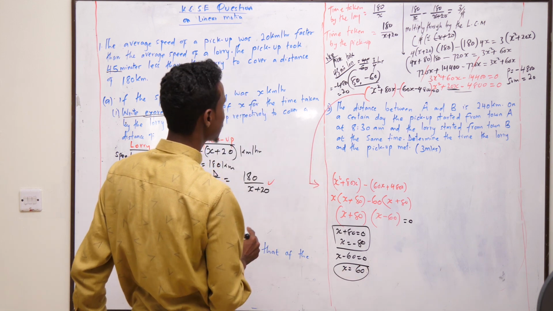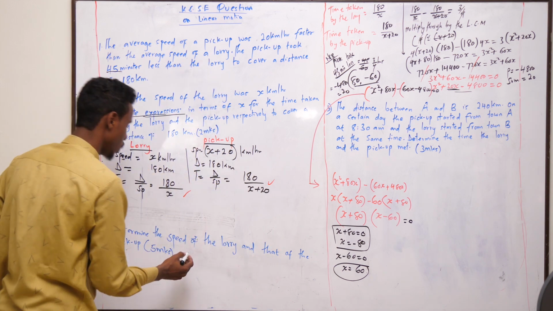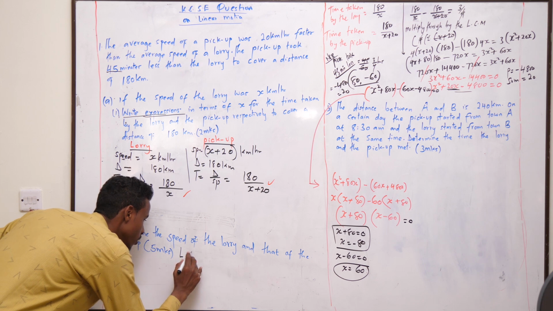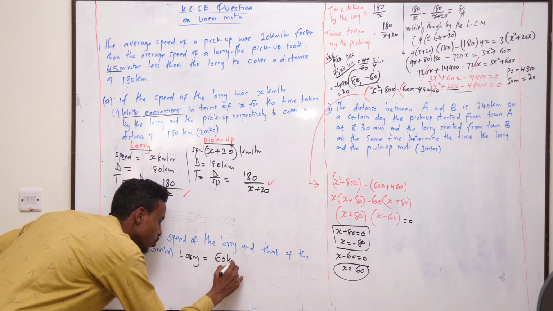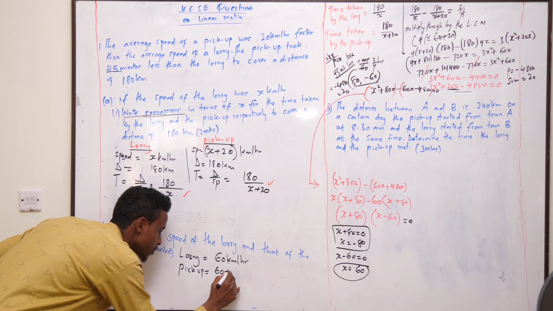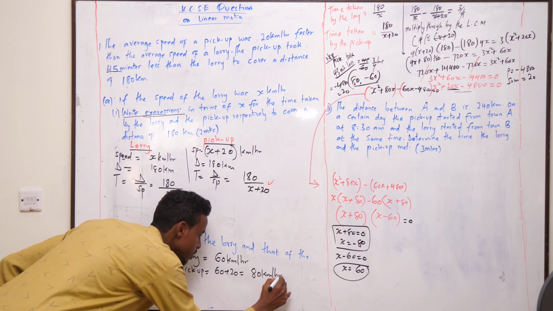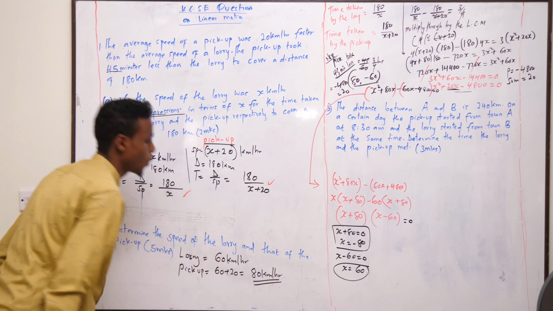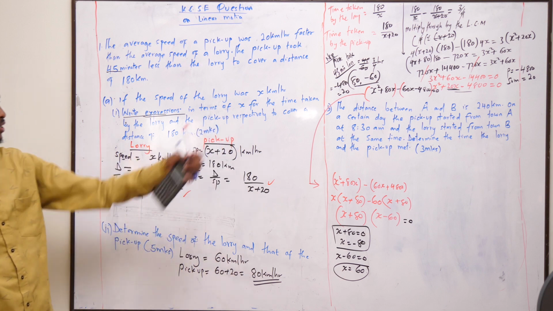Now, coming back, determine the speed of the lorry. Lorry, it will be 60 kilometers per hour. Pickup, it will be 60 plus 20, which is 80 kilometers per hour. And that is how we solve that question.